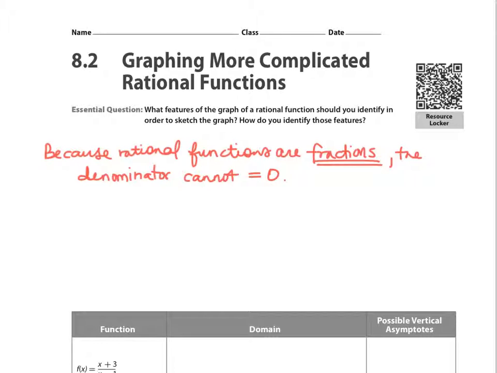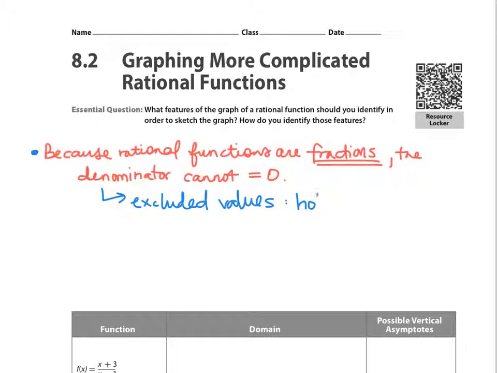So the first note that you need to take down is that because rational functions are fractions, the denominator cannot equal 0. So we call any number that causes the denominator to be 0 excluded values. I spelled that wrong, E-X-C. Excluded values.